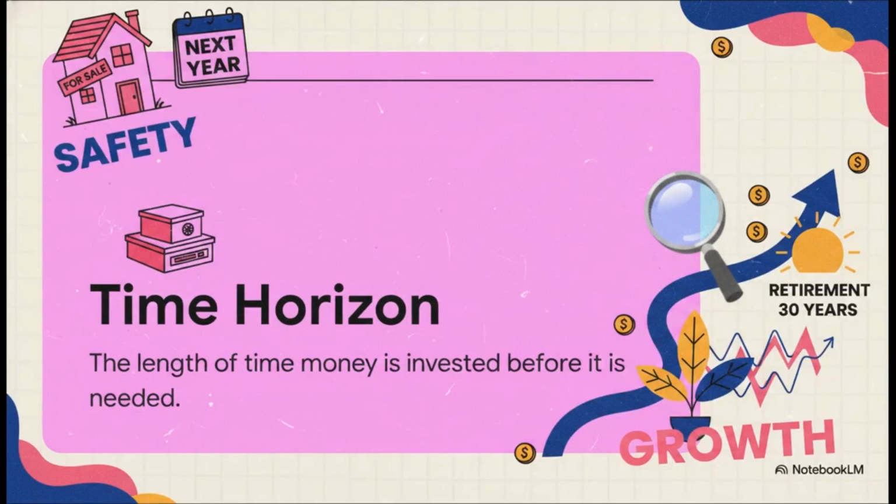Right alongside risk is your time horizon, shown in Figure 8. This is just your timeline. Think about it. A small business owner saving up for a down payment on a new commercial space next year has a really short time horizon. They need safety. But if that same owner is saving for a retirement that's 30 years away, that's a long time horizon. They can afford to ride out the market's roller coaster to capture that long-term growth.